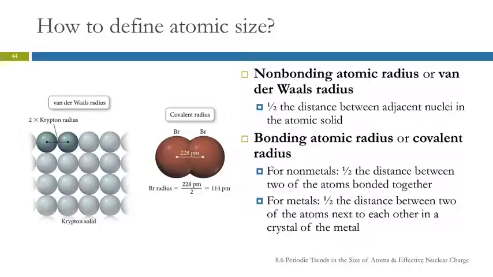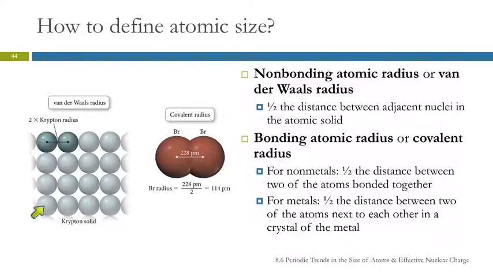So where do we draw the line? What do we call the size of the atom? There's different ways of measuring that. We can talk about a non-bonding atomic radius. It's also called the van der Waals radius. And this is half the distance between adjacent nuclei in the atomic solid.